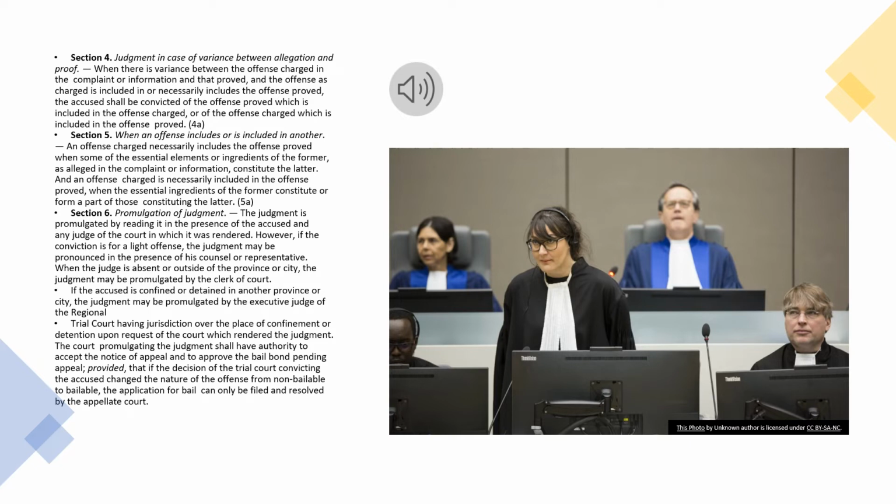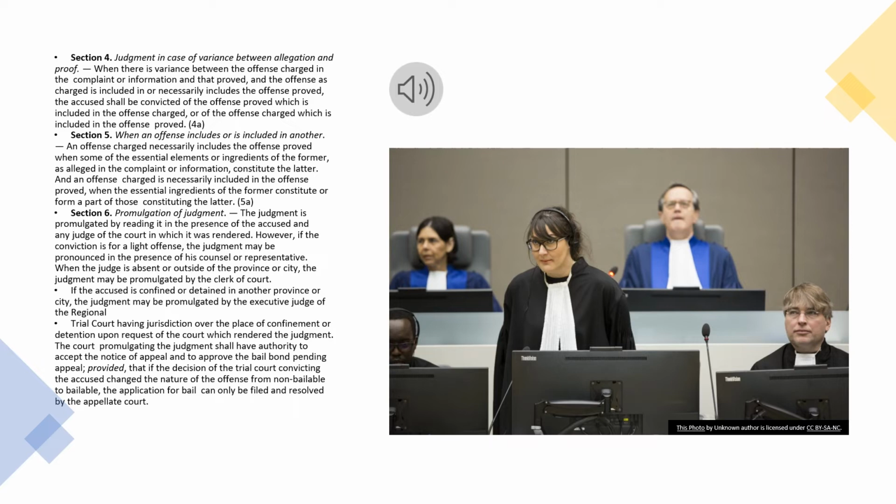Section 6. Promulgation of judgment. The judgment is promulgated by reading it in the presence of the accused and any judge of the court in which it was rendered. However, if the conviction is for a light offence, the judgment may be pronounced in the presence of his counsel or representative. When the judge is absent or outside of the province or city, the judgment may be promulgated by the clerk of court. If the accused is confined or detained in another province or city, the judgment may be promulgated by the executive judge of the regional trial court having jurisdiction over the place of confinement or detention upon request of the court which rendered the judgment.